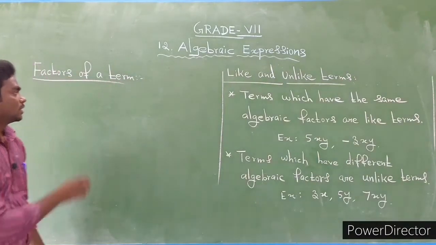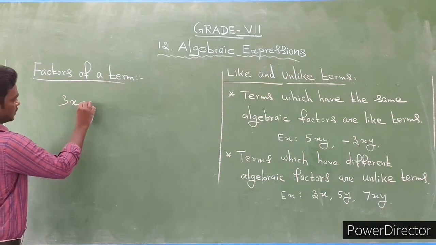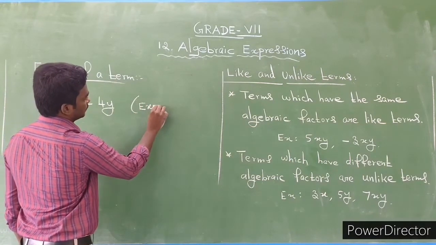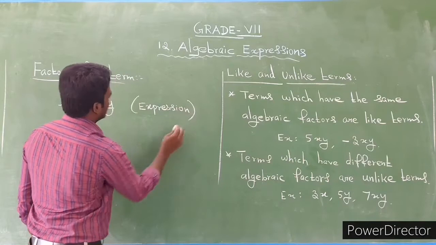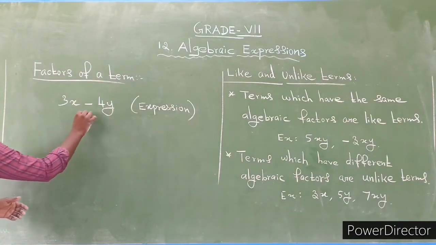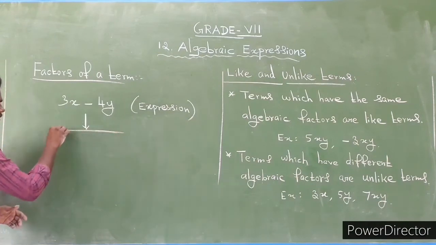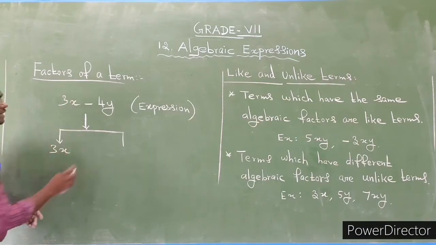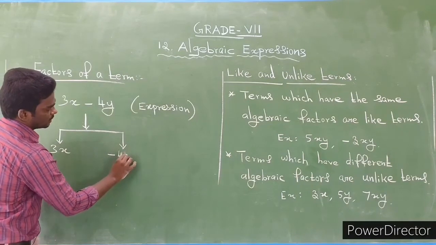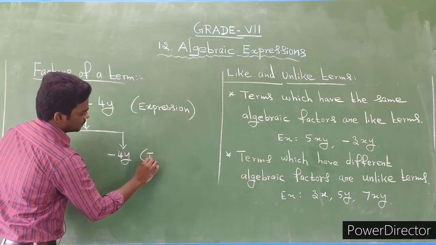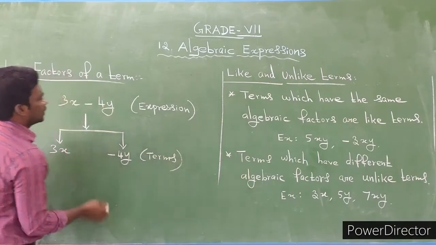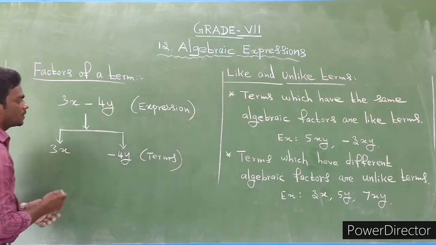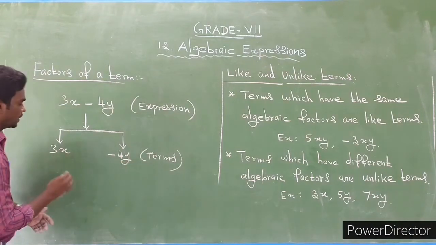Next, what are factors and terms? We know 3x minus 4y is an expression. The first one, 3x, is a term of this expression. Next, minus 4y is also a term of this expression. An expression is a combination of these two terms. 3x minus 4y is a combination of the terms 3x and minus 4y.